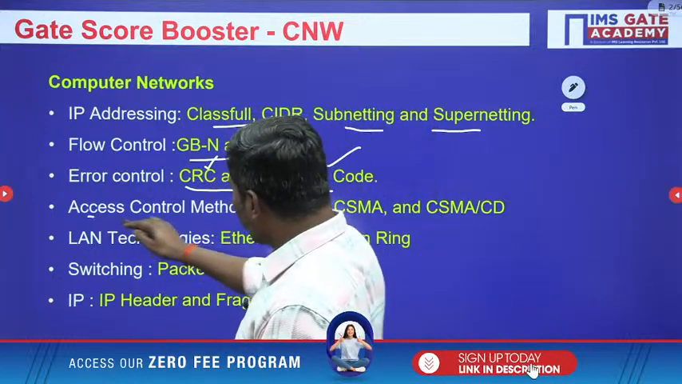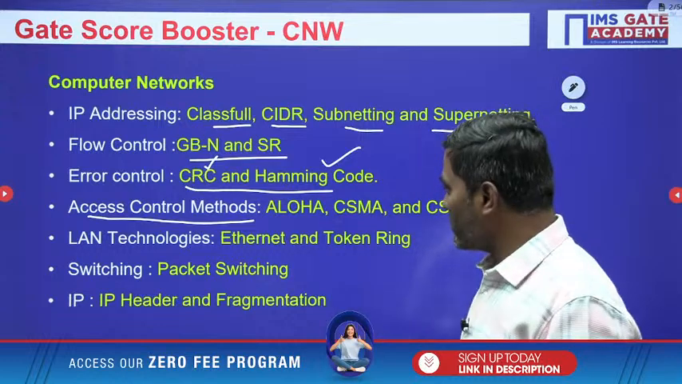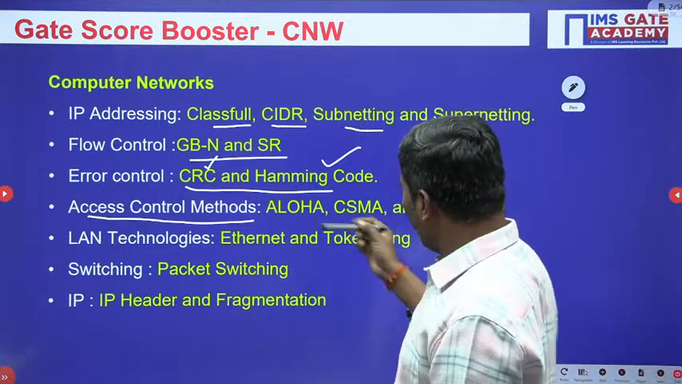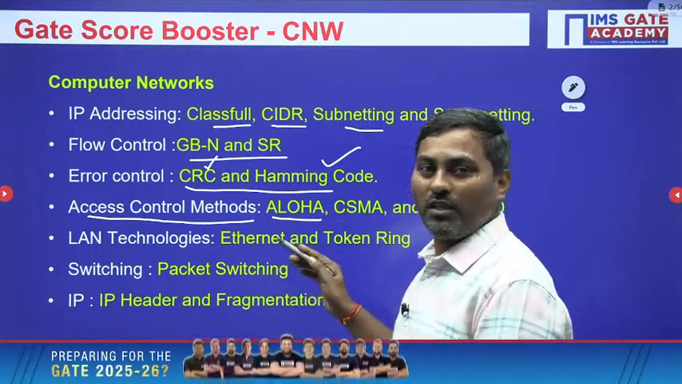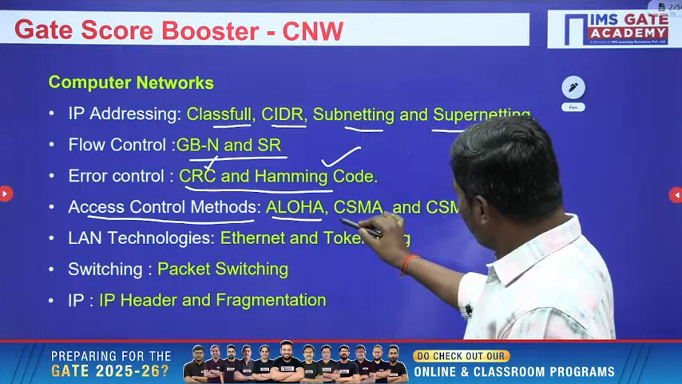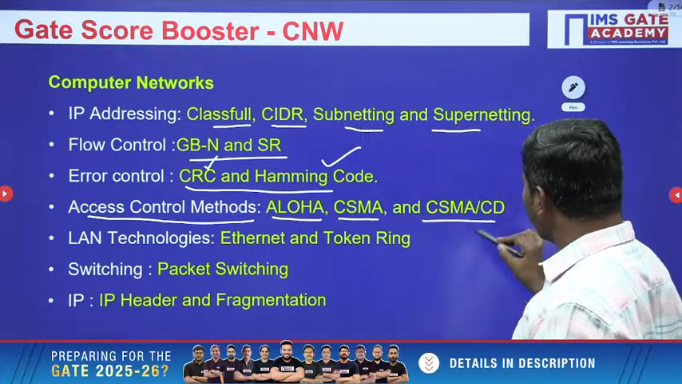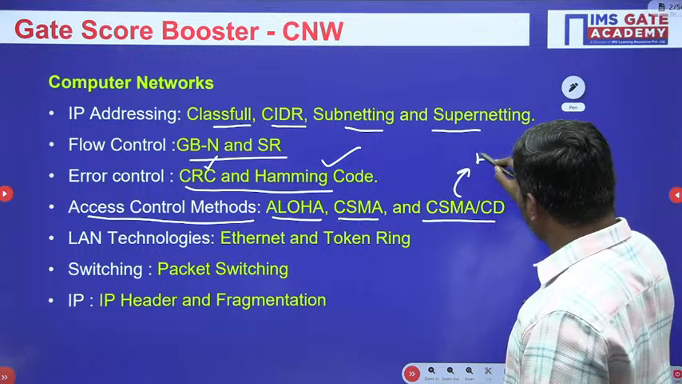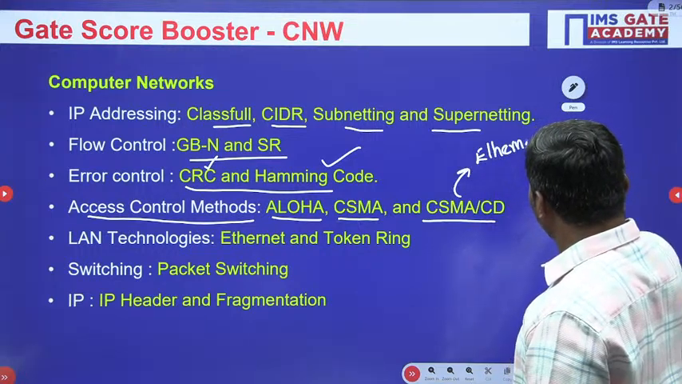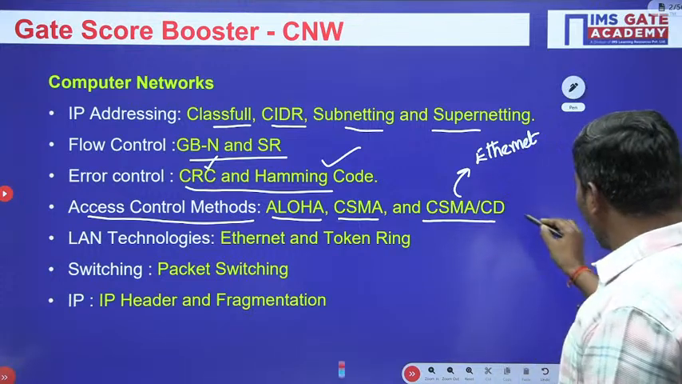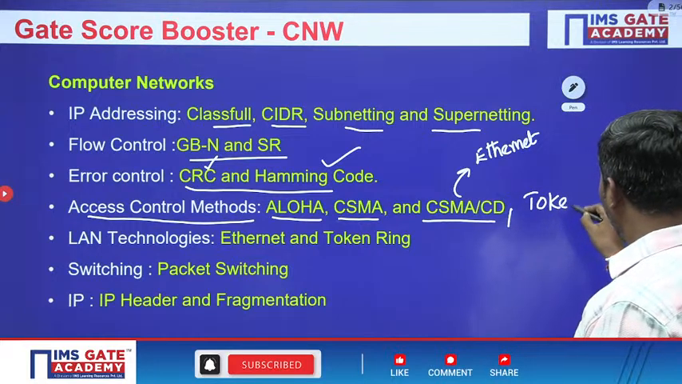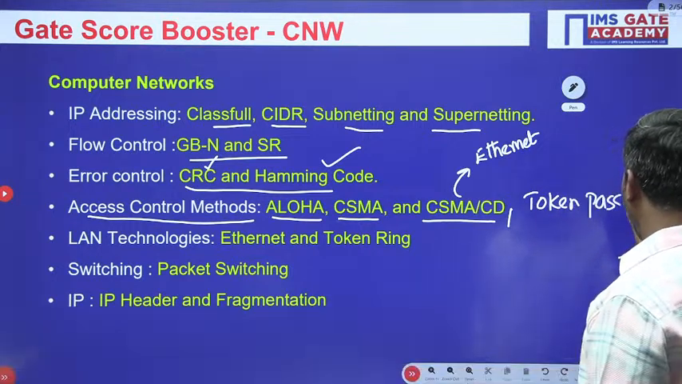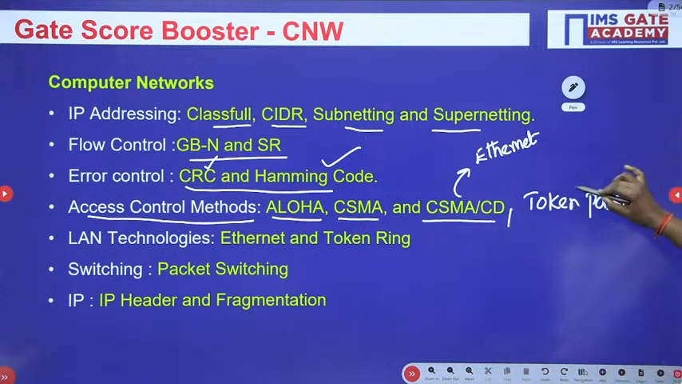Coming to access control methods, there are random access methods and controlled access methods. One is Aloha, but questions from Aloha are asked very rarely, though it still needs to be studied. Then some properties of CSMA, and CSMA/CD is much more important because it is used in Ethernet. One more access control method is the token passing mechanism, which is especially used in token ring.